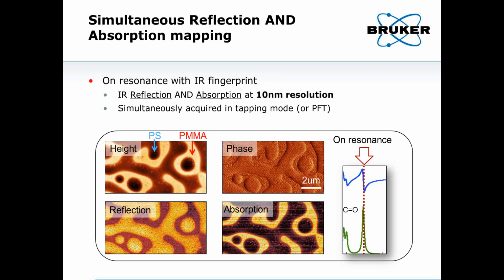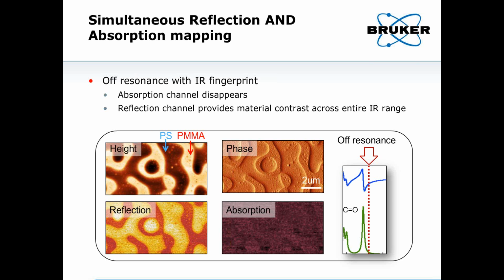Next, we would like to demonstrate the capability of simultaneous reflection and absorption imaging. We've shown a different view of this data before, but here it is again. On this sample, we have these PMMA regions, which clearly have a nice absorption contrast in the absorption channel. As we tune off resonance, we see that the absorption channel disappears and the reflection channel remains.